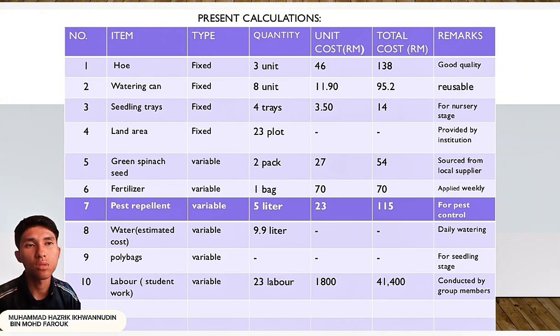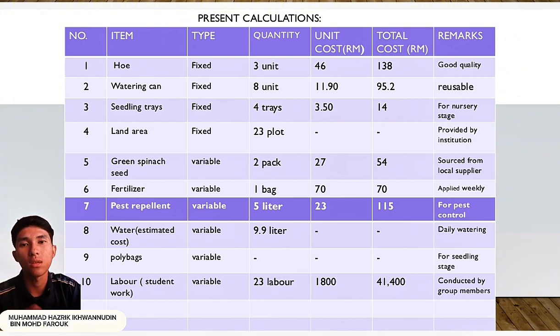Remarks: for hoe, good quality, reusable for nursery stage, provided by institution, sourced from local supply, apply weekly for pest control, daily watering for seedling trays, polybag is for seedling stage, and the labor conducted by group members.